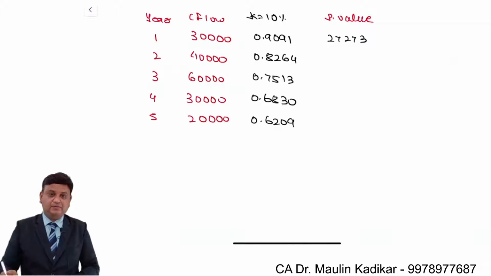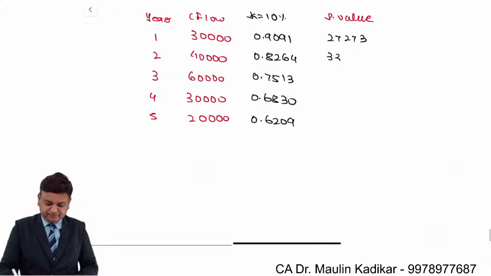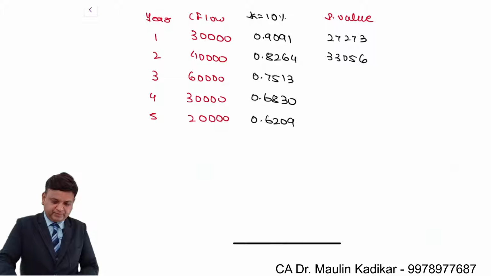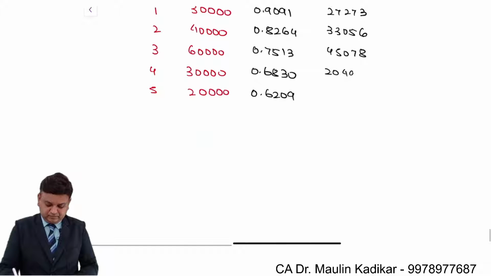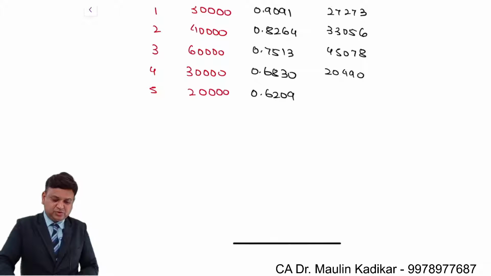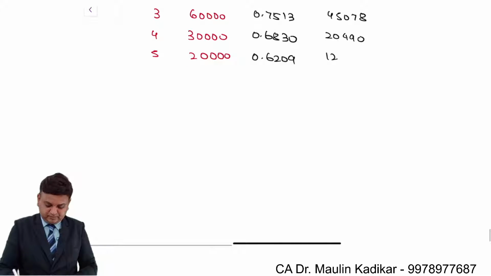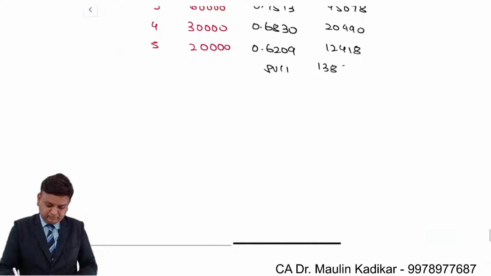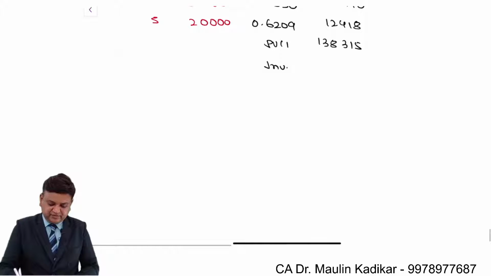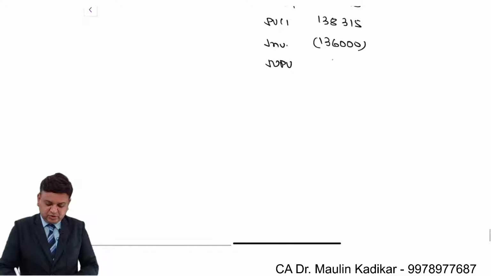40,000 into 0.8264, 33,056. 60,000 into 0.7513, 45,078. 30,000 into 0.683, 20,490. 20,000 into 0.6209, 12,418. Present value of the cash inflow is 1,38,315. Amount of the investment is 1,36,000. So the NPV is 2,315.